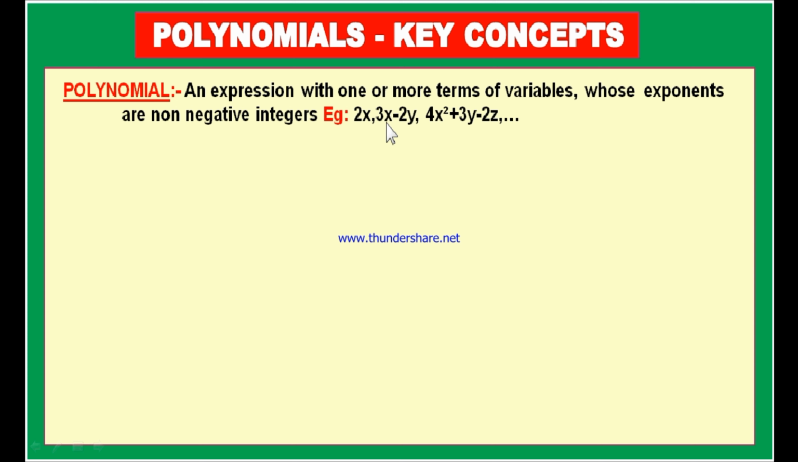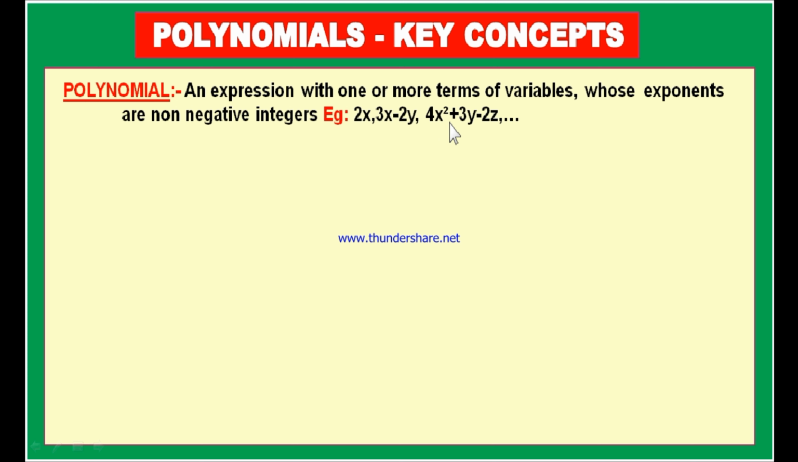Look at the second expression. The second expression is 3x minus 2y. Here also you can find more than one term. Of course here you can find two terms. One term is 3x and the second term is minus 2y. And how many variables can you find here? Good, there are two variables. One is variable x and the second is variable y. Now what about the exponents of x and y here? The exponent of x is 1 because 3x means 3x power 1. And what is the exponent of y? Minus 2y power 1. Therefore the exponents of the variables are positive integers or non-negative integers.